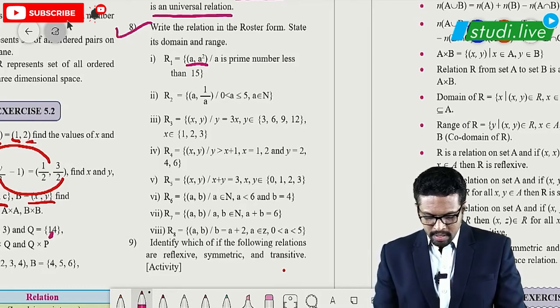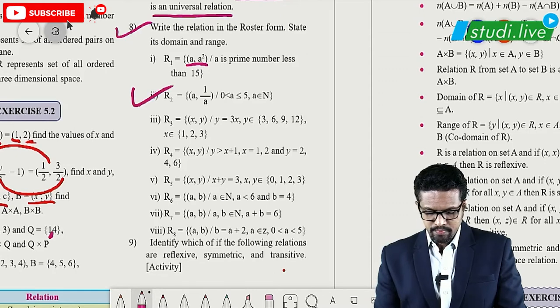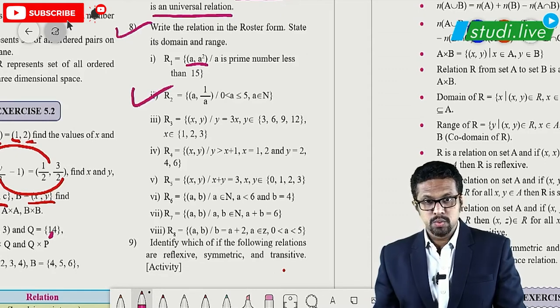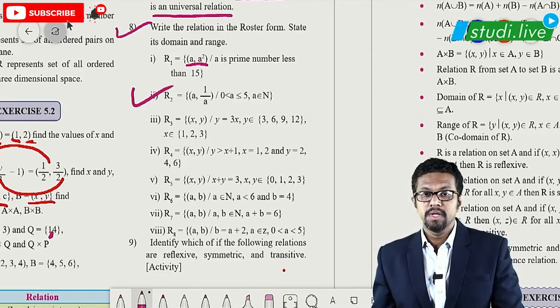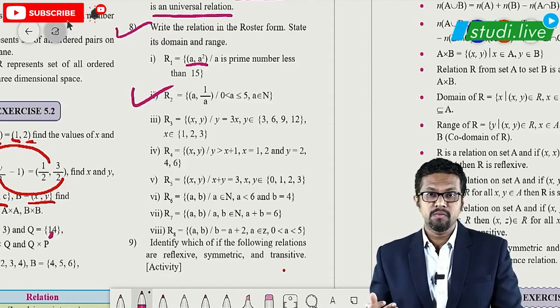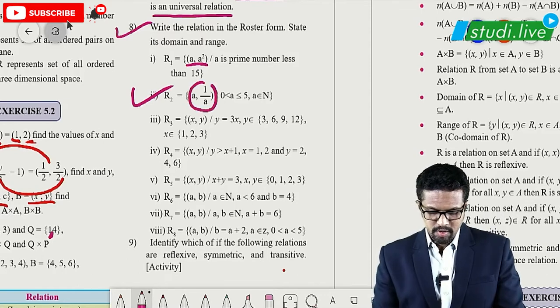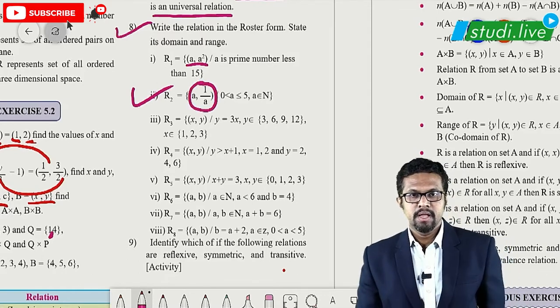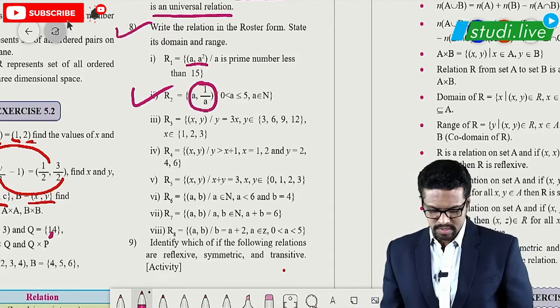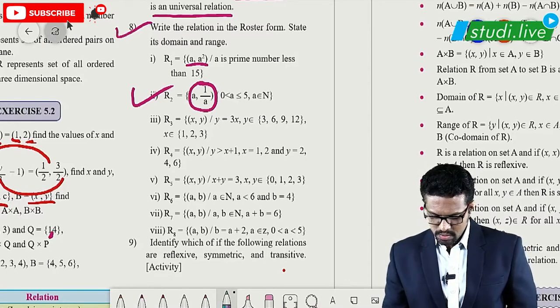Okay, so over here you can see the second question, R2. It will contain the elements 1, 2, 3, 4, 5 as the first value, and the second values will be 1 by 1, 1 by 2, 1 by 3, 1 by 4 and 1 by 5, because the elements are of the form a comma 1 by a. Similarly, we can solve for the rest of the questions. The remaining questions are also very easy.